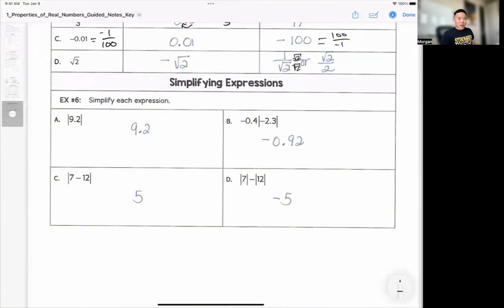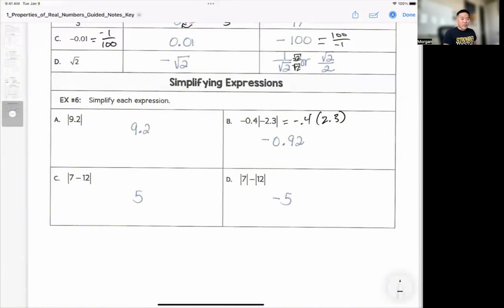Again, absolute value of 9.2, you just make it positive. It's already positive, no problem, 9.2. This one is a little bit trickier. You have to turn the negative 2.3 into a positive 2.3, because that's what the absolute value does. You multiply those two things together, and you get negative 0.92, right?